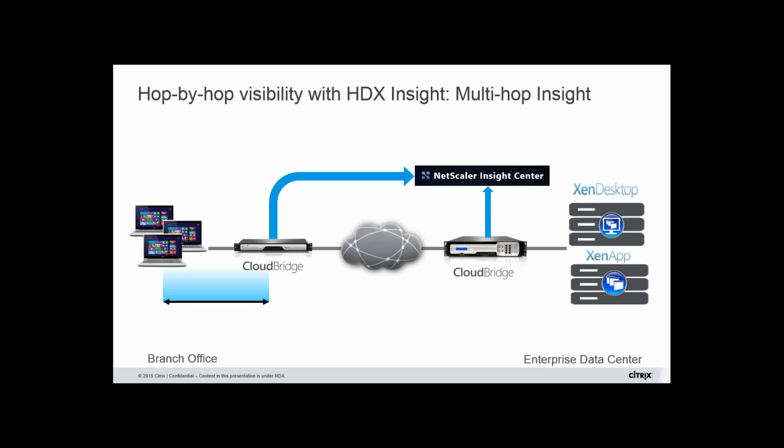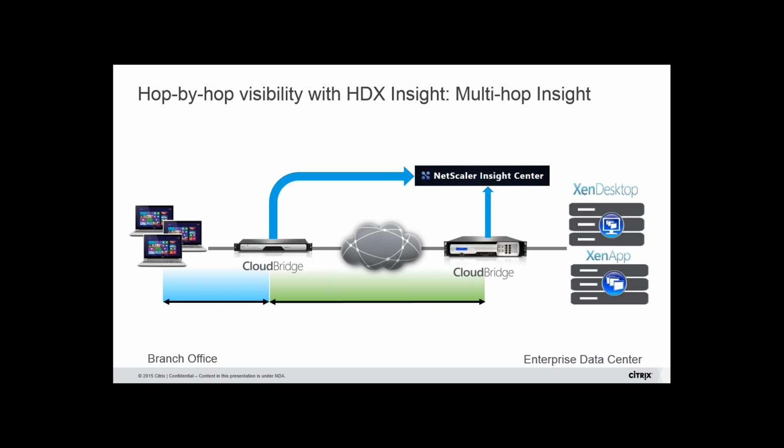So whenever there is an issue or a complaint about slowness or poor experience from a XenApp or XenDesktop user residing in the branch, the first question is what is causing the slowness. Is it the application? Is it the network? Or is it the XenApp or XenDesktop servers themselves?